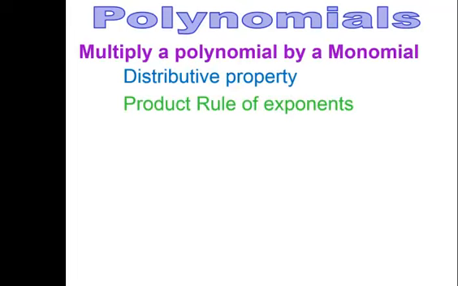The next operation we're going to deal with is multiplication of polynomials by a monomial. So it's a polynomial by one term. You're going to be using the distributive property here, and you're also going to be using that product rule for exponents. And remember, the product rule for exponents: when you're multiplying like bases, then you can add their exponents.